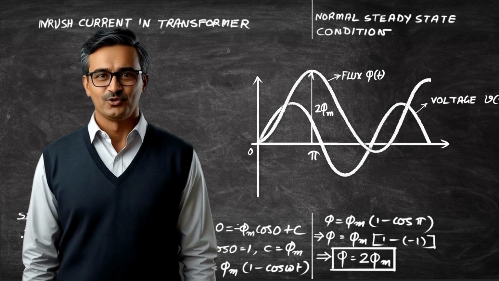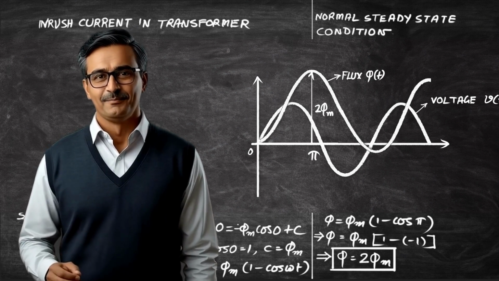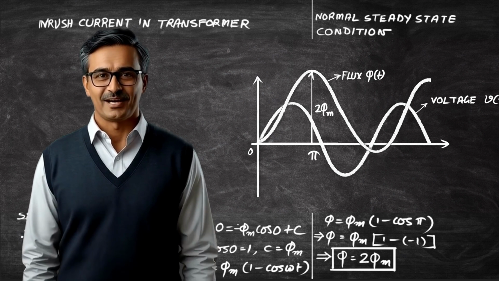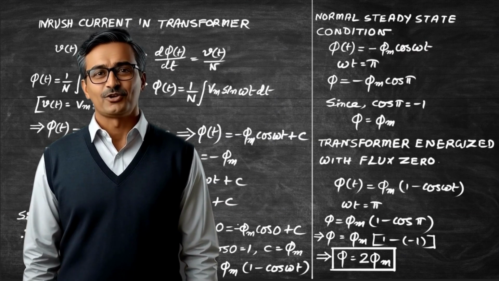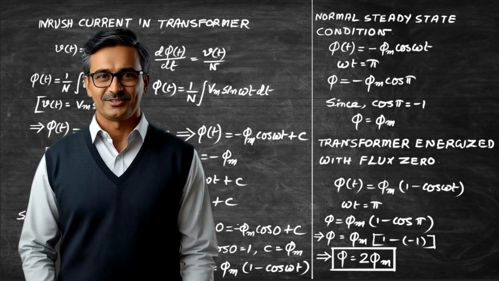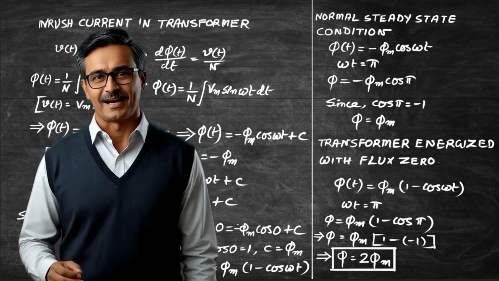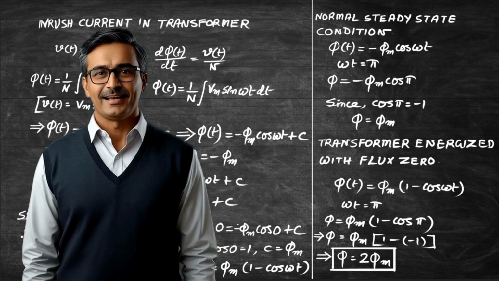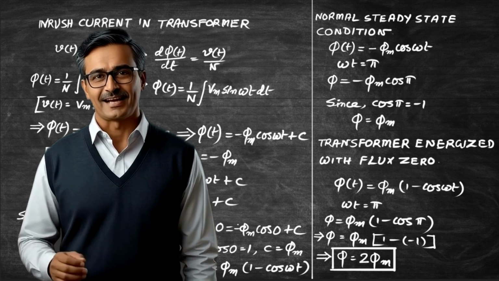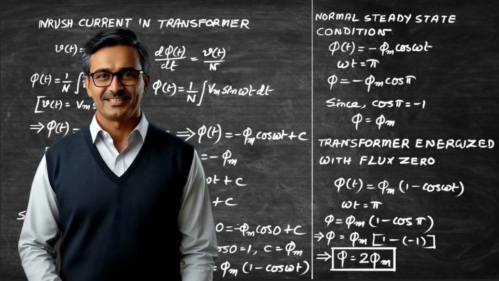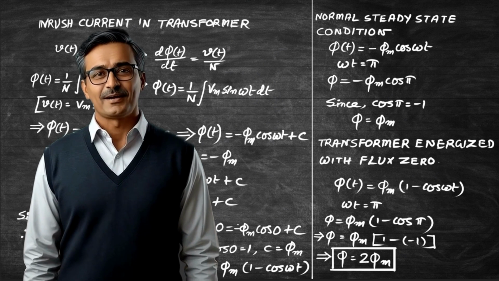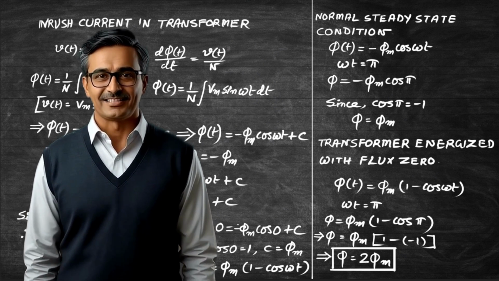Normally, the transformer core is not designed to carry this much flux, because otherwise the size and cost of the core would become impractically large. Therefore, before reaching this value, the core may enter saturation. After saturation, the magnetizing current required to establish additional flux becomes very large. As a result, at the end of the first half cycle, the transformer draws a very large current from the source to establish that extra flux. This current may be 10 to 20 times the rated current of the transformer, and this large transient current is known as the inrush current of the transformer.